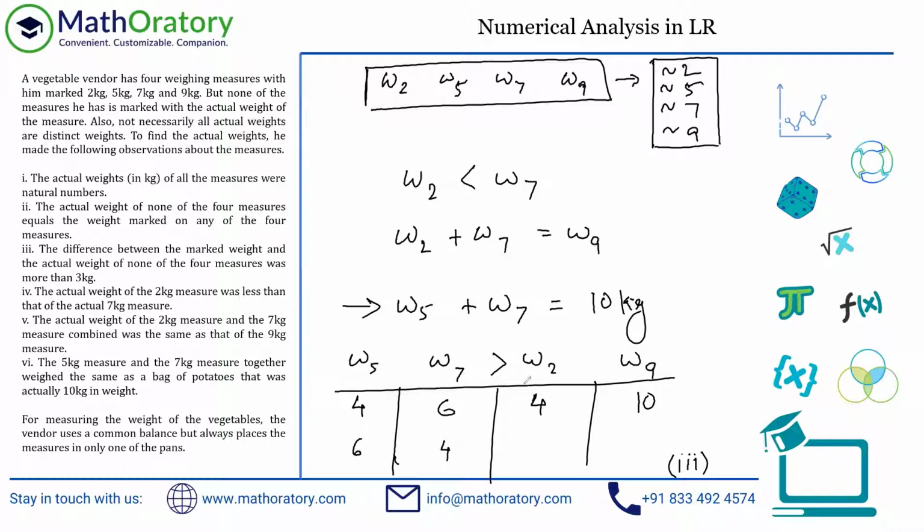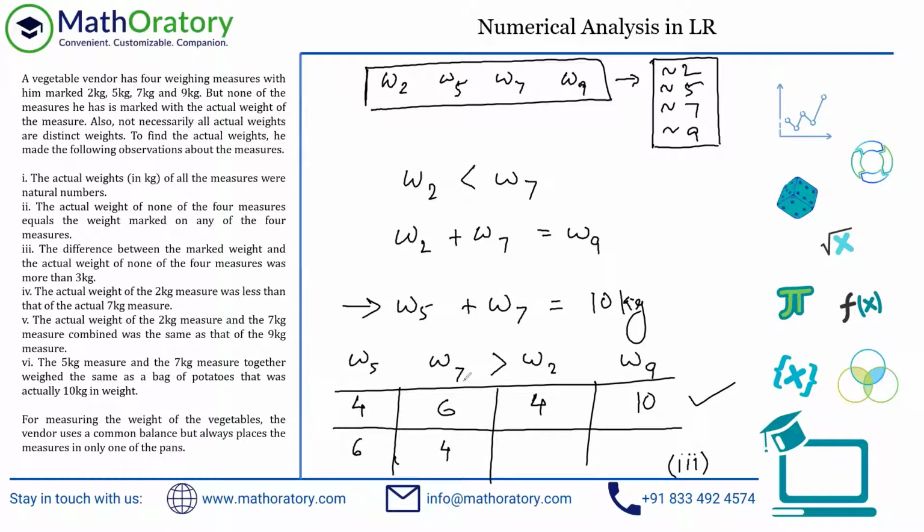Any other case, in W2, I cannot take 5 because none of the weights can be 5. And it cannot be more than 5 any which way, right? So which violates point number 3. So basically, for this combination of W5 and W7, this combination of W2 and W9 works. So let me keep this case. So this is very much possible, right?